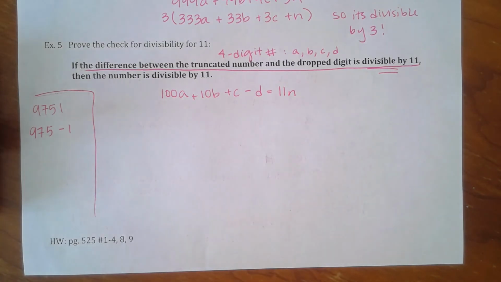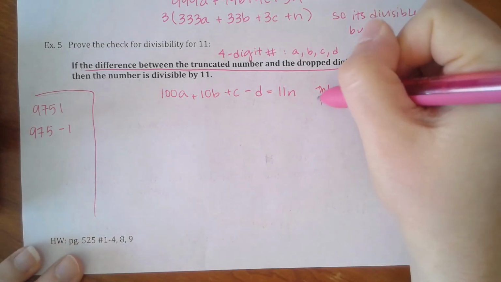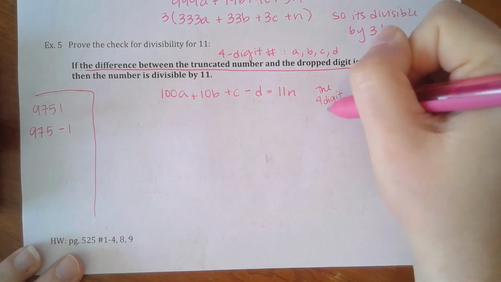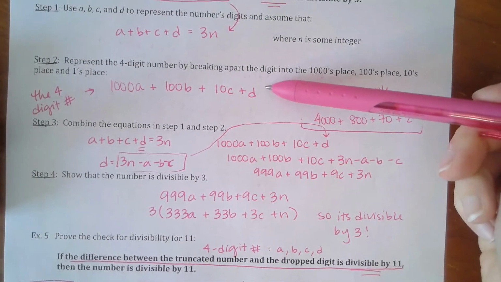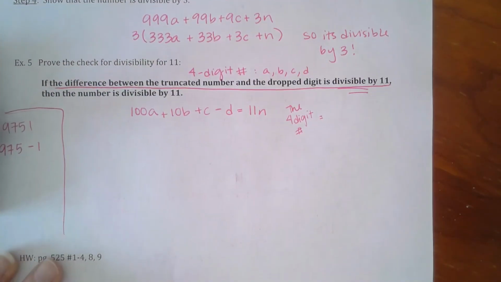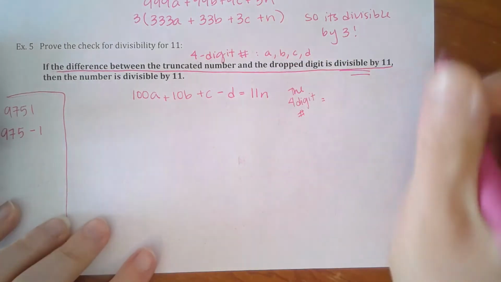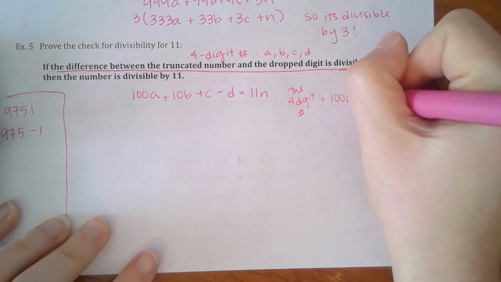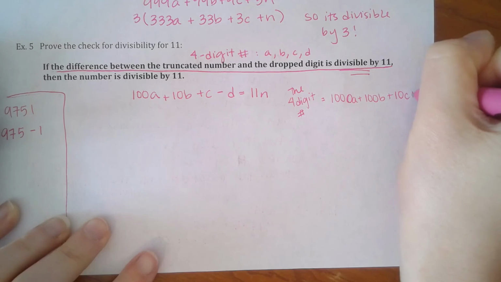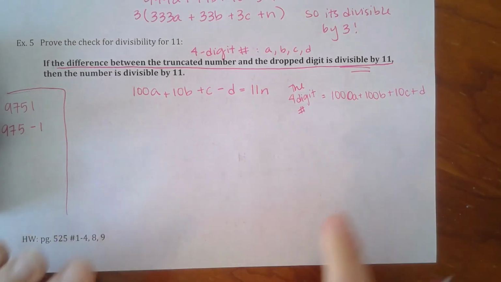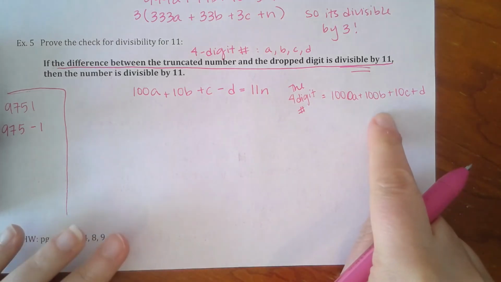So that's the known information, but I also have to represent the actual number, the 4-digit number, which is really similar to what we did for step 2. Since we're dealing with a 4-digit number, I've got thousands, hundreds, tens, and ones place, so I'd represent it as 1000A, 100B, 10C, and then plus the ones place, D. This is the information that we had at the start, just the regular 4-digit number.